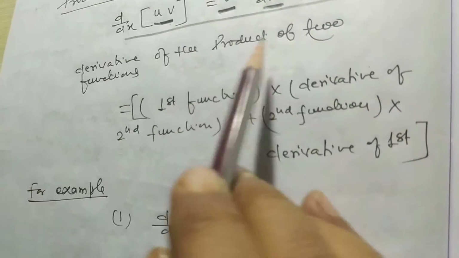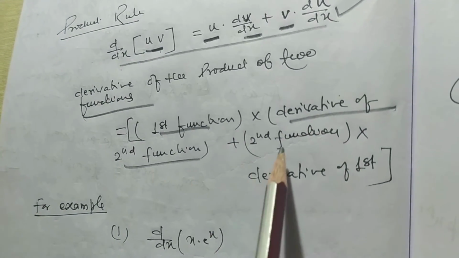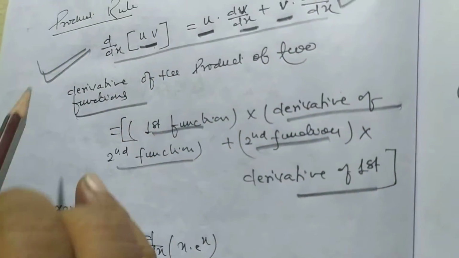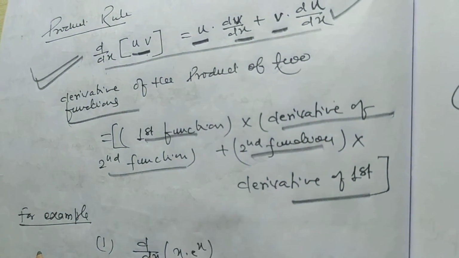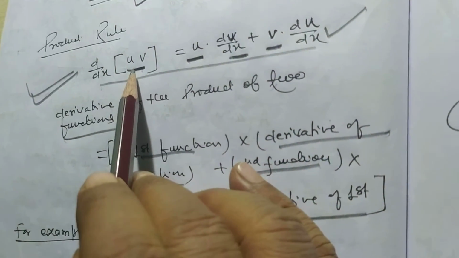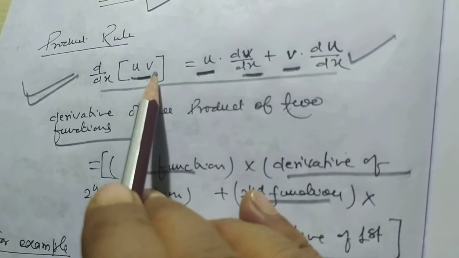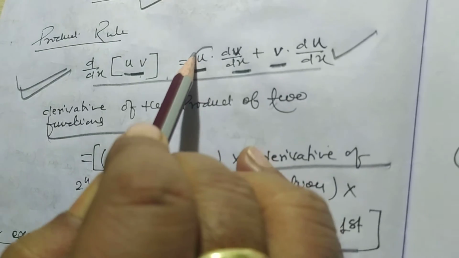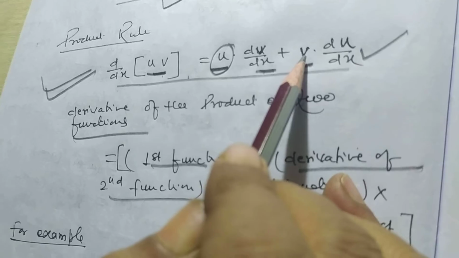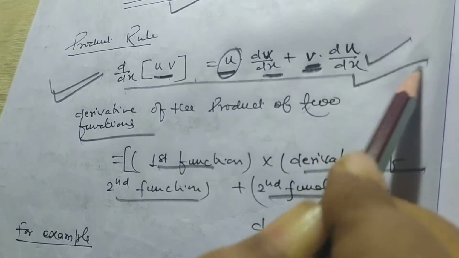So the derivative of the product of two functions is equal to first function into derivative of second function plus second function into derivative of first function. My dear students, now you remember this formula by applying this technique. What is the technique? If you want to find the differentiation of a product of two functions, you take the first function and differentiate the second function. Now take the second function, leave the second function and differentiate the first function.